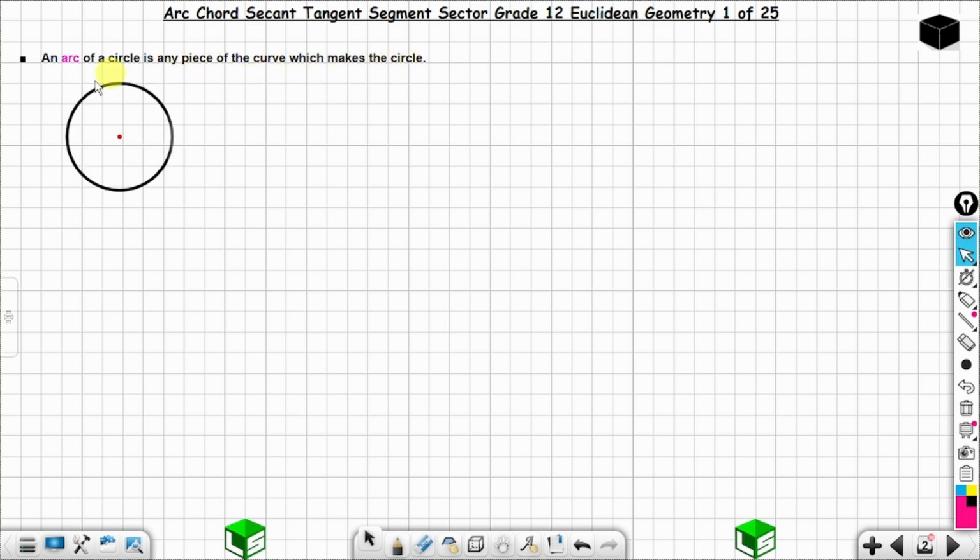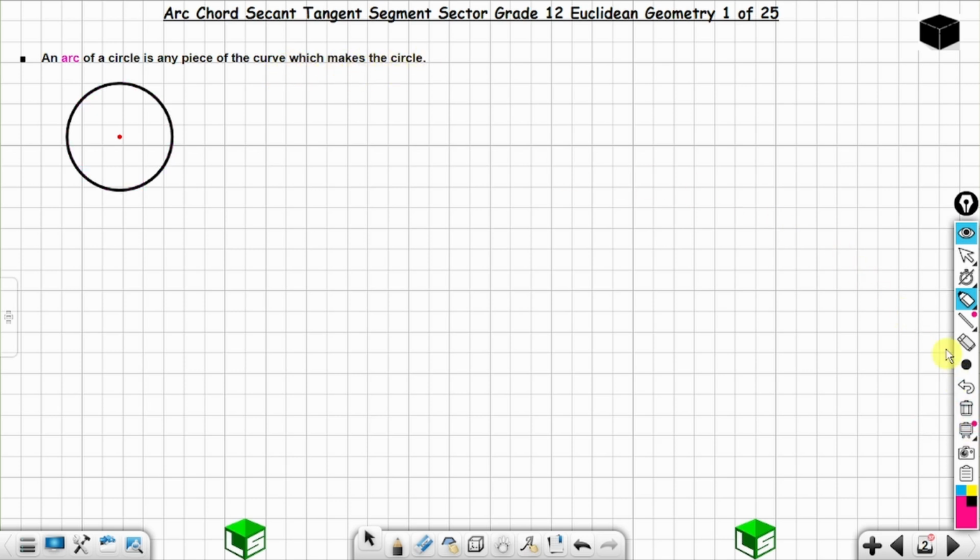So if you have a circle, an arc, let me show you, is any piece. It can be this or this or this or this or this. So an arc of a circle is any piece of the curve. This is a curve. An arc of a circle is any piece of the curve which makes a circle.